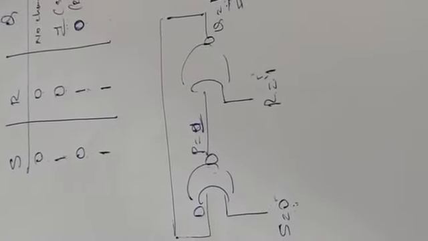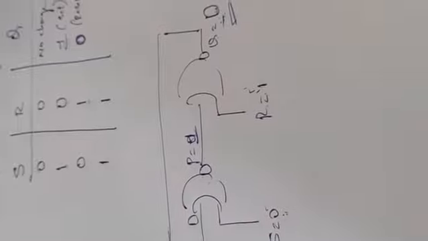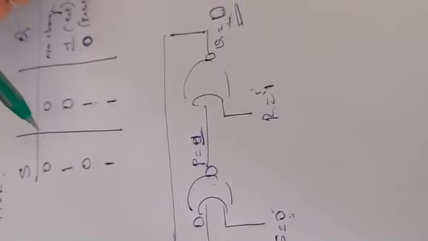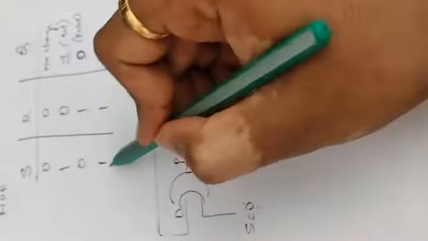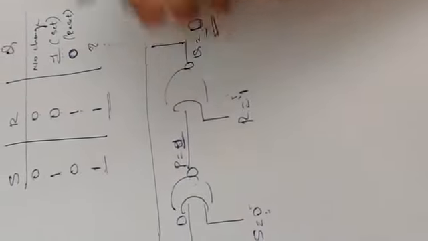If Q is equal to 0, it will remain 0 itself. If Q is equal to 1, it will remain 1 itself. That is no change with respect to S is equal to 0, R is equal to 0. So what happens when S is equal to 1 and R is equal to 1 will be discussed later.